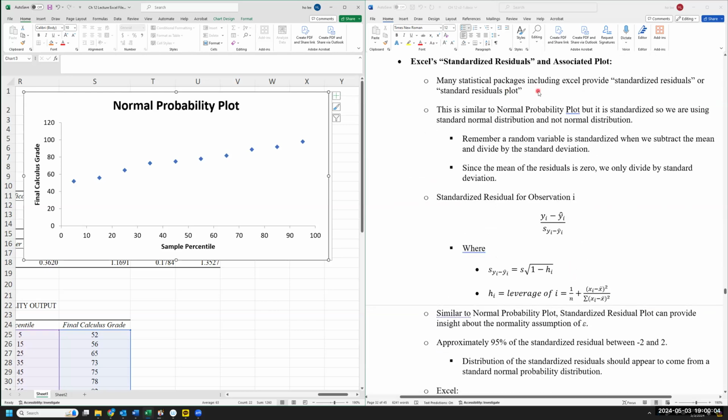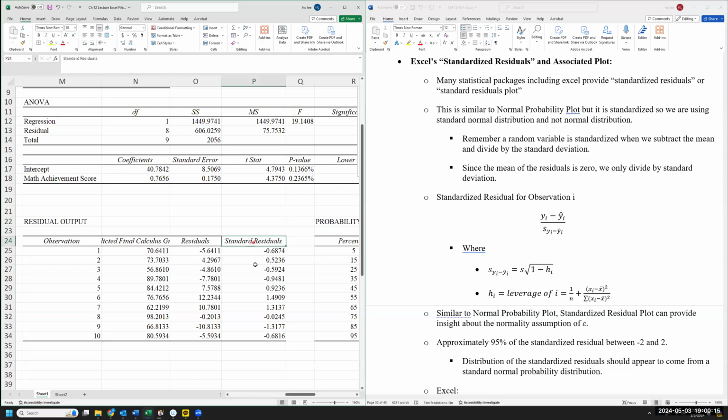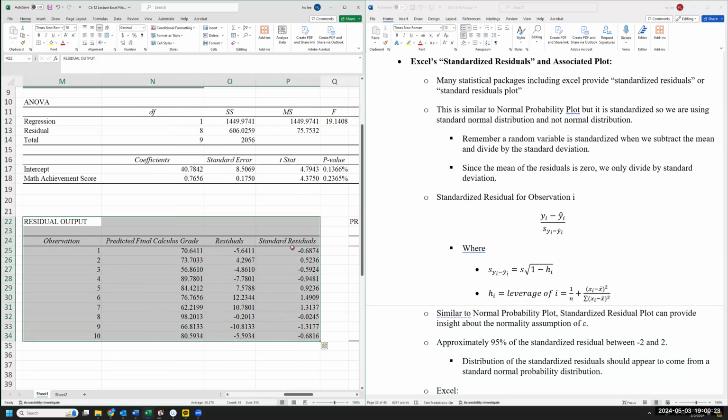standardized residual and the associated plot. Now I don't have the associated plot here, but we'll talk about standardized residuals. The standardized residuals are shown here, okay? Right here. This is the table to the left, that residual output table, okay? And here's the standardized residuals right here, okay? To calculate the standardized residuals, it's right here, the formula, okay?